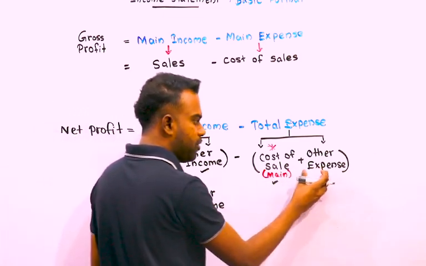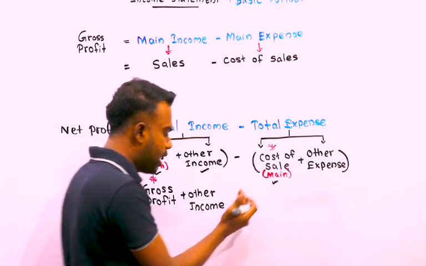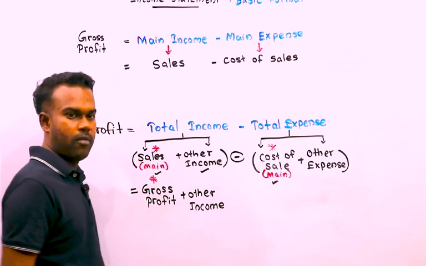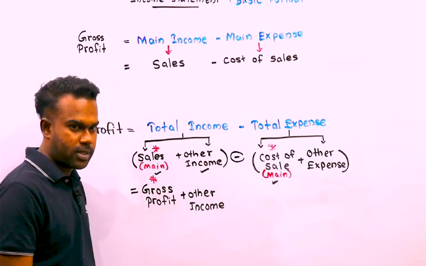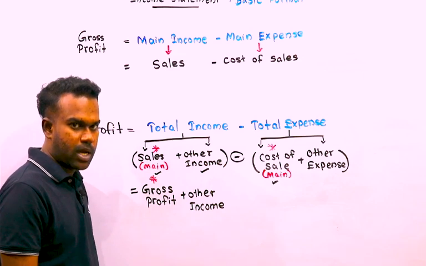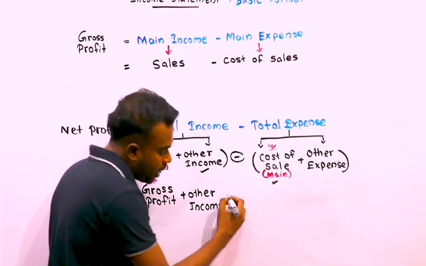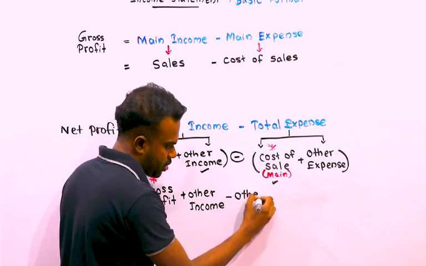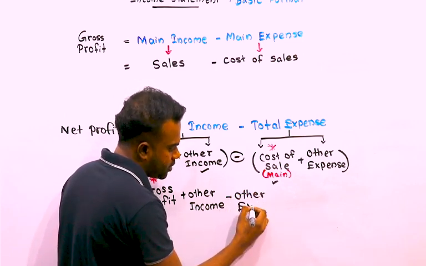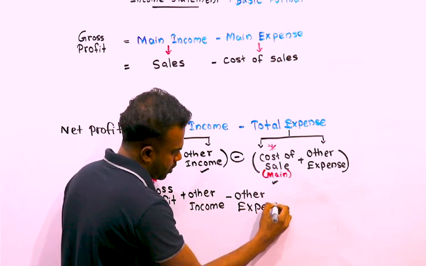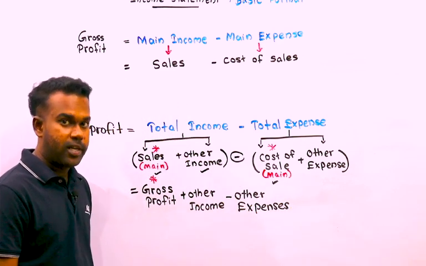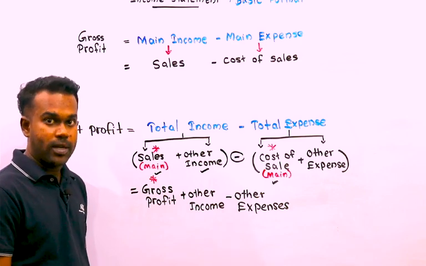We consider these main incomes, main expense, other incomes now added. But what should we do? Other expenses deducted or plus here? Here minus figure. What do we have to do? Other expenses. We have to deduct. Finally, minus figure. Other expenses. Did you understand?